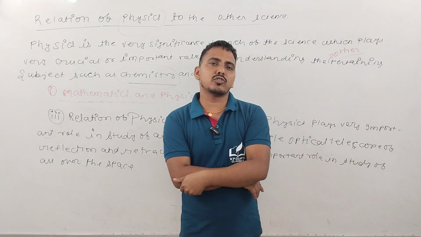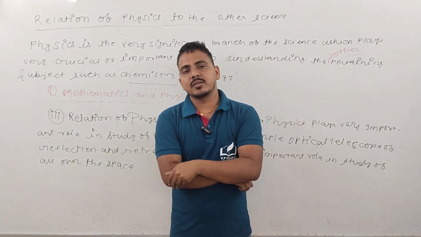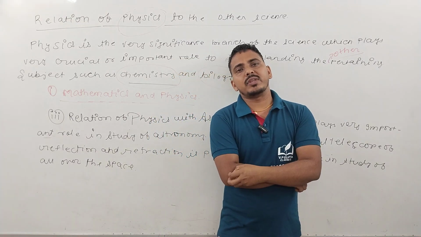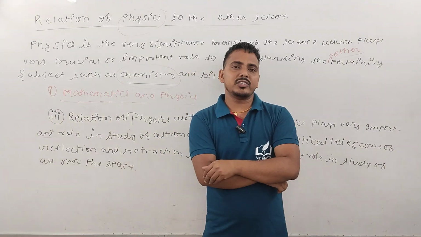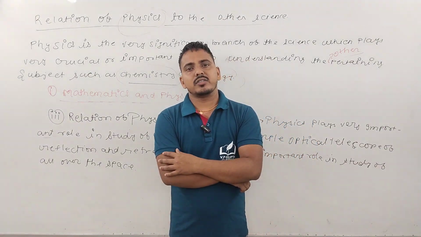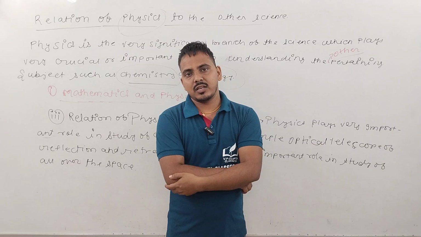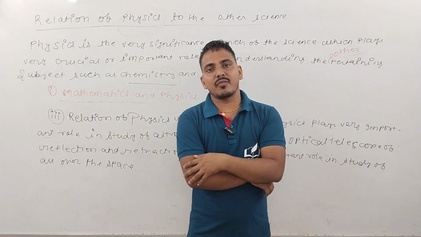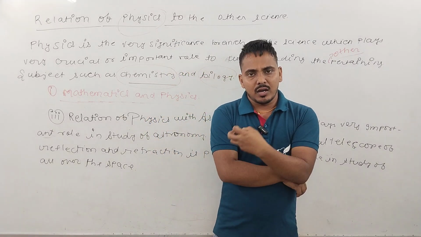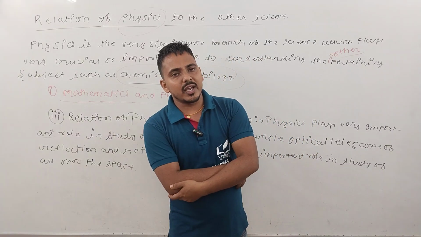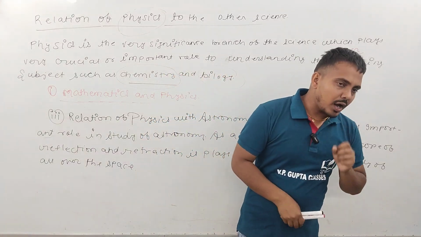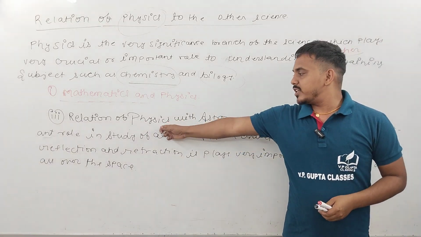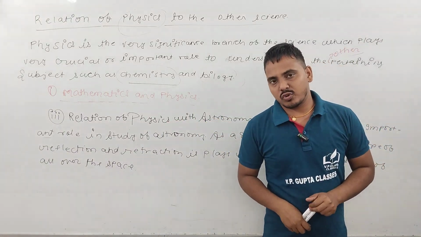What is an optical telescope? It is a device which is based on optics, that is, based on light, that is used to see very large objects which are very far from the observer. Now we can say physics plays a very important role in astronomy.